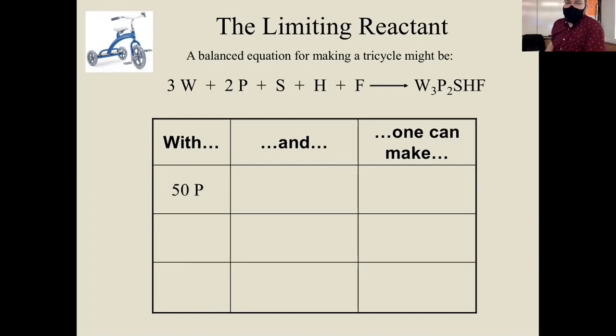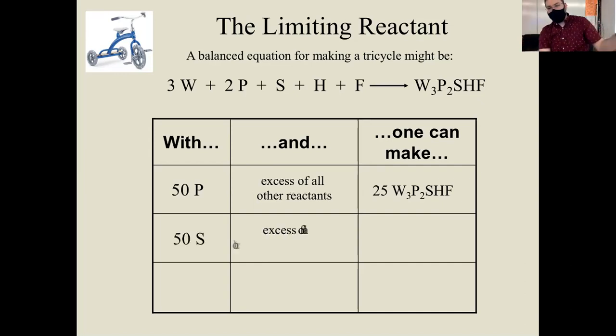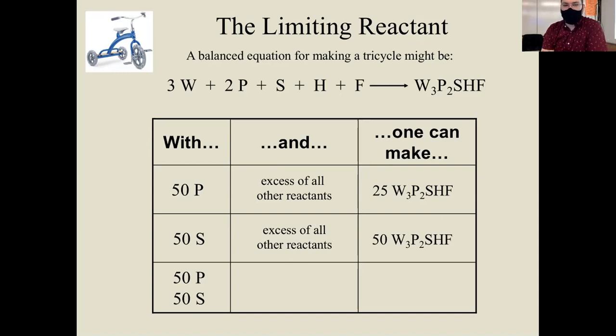All right, so what if you have 50 pedals and everything else is in excess? How many tricycles could you make? 25. You could make 25 tricycles. What if you have 50 seats and everything else is in excess? How many tricycles could you make? 50. And if you got 50 pedals and 50 seats, it's just the 25.